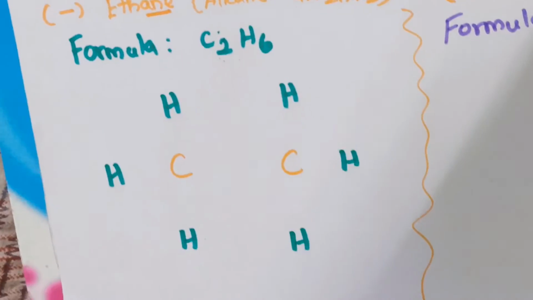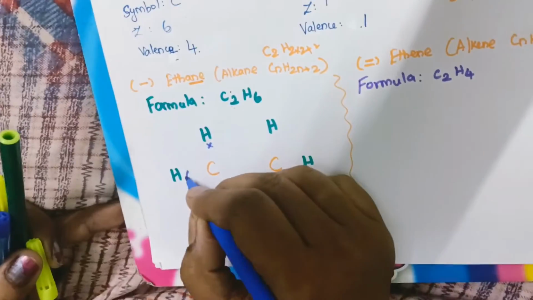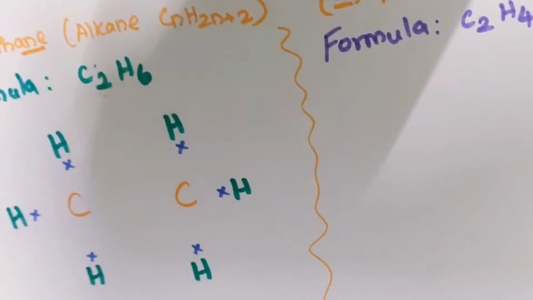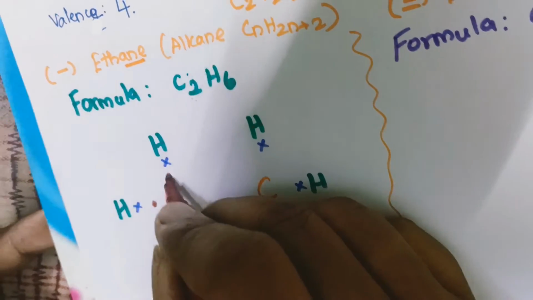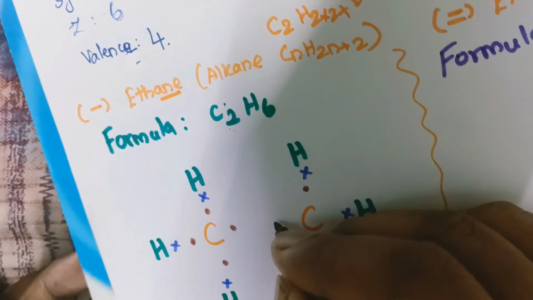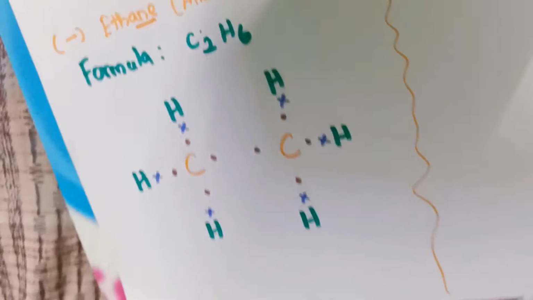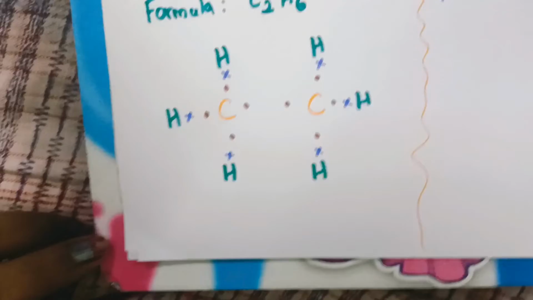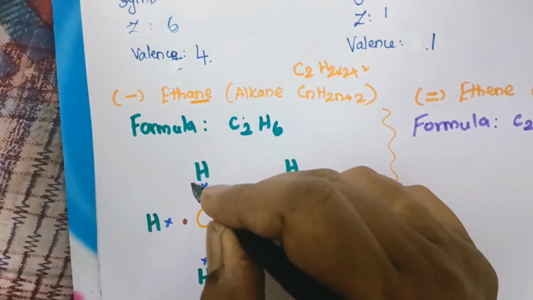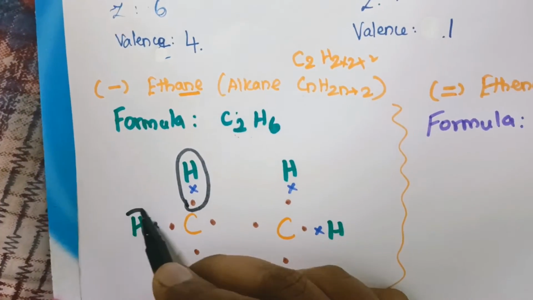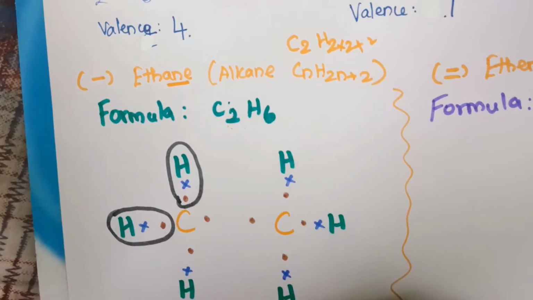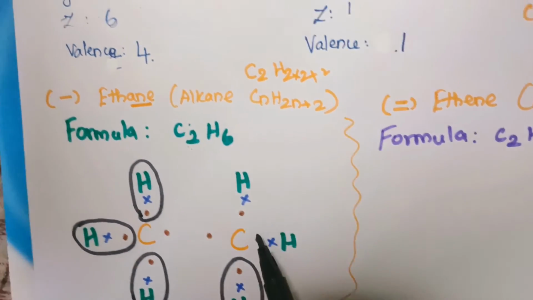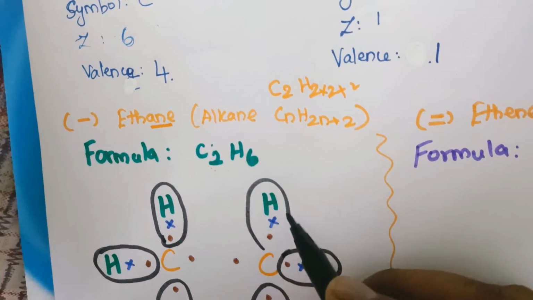How many valencies are there for hydrogen? 1 each. How many valencies are there for carbon? 4, so 1, 2, 3, 4 for each carbon. Now, I said before that hydrogen will be fulfilled when there are 2 electrons in the outermost shell. So each hydrogen will get 2 electrons from its carbon.